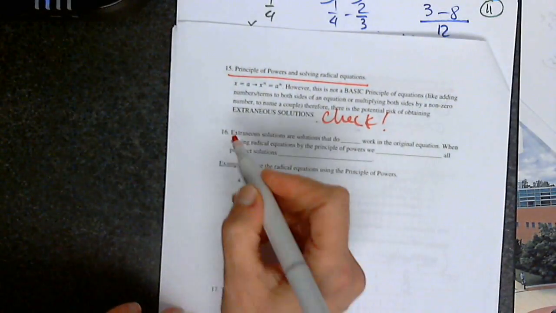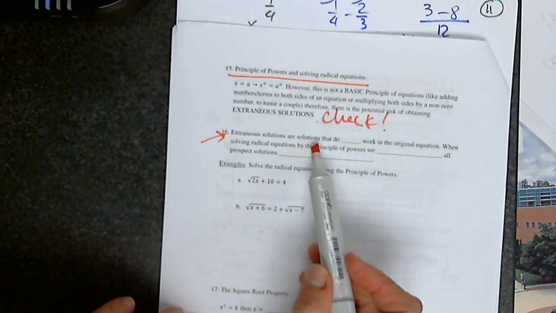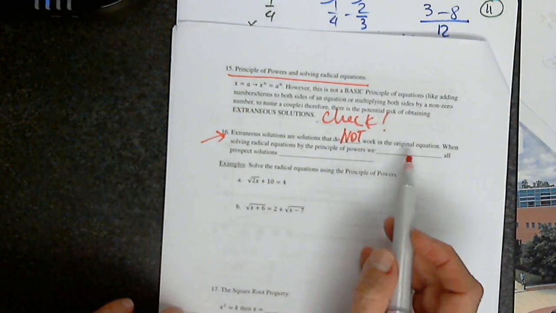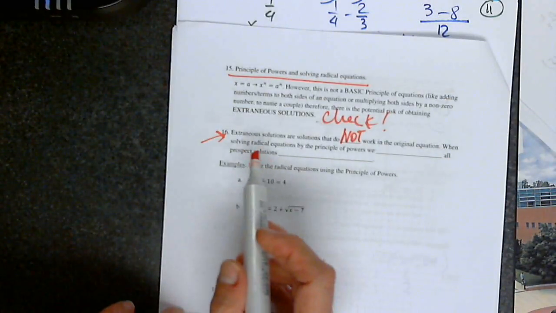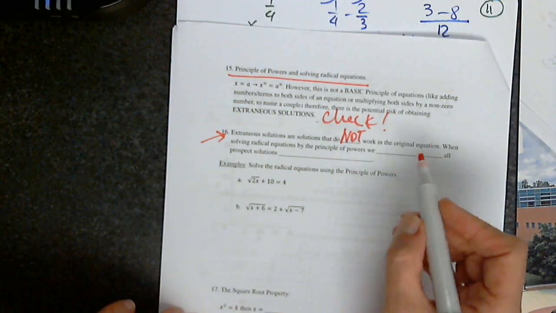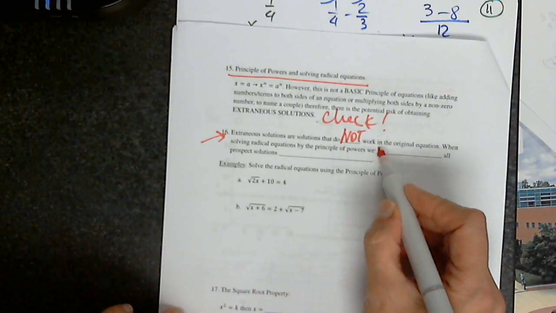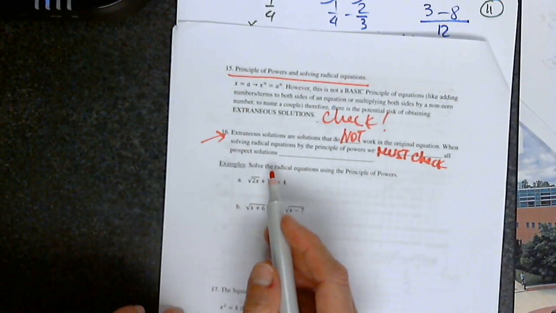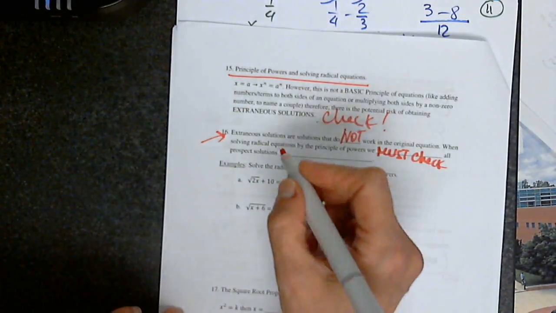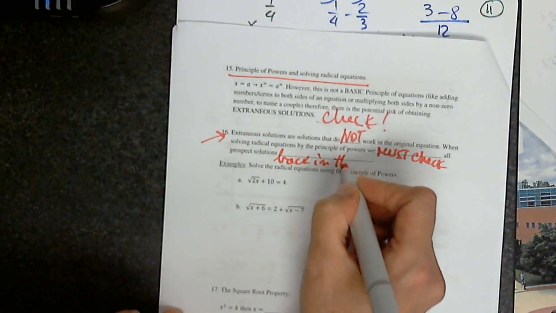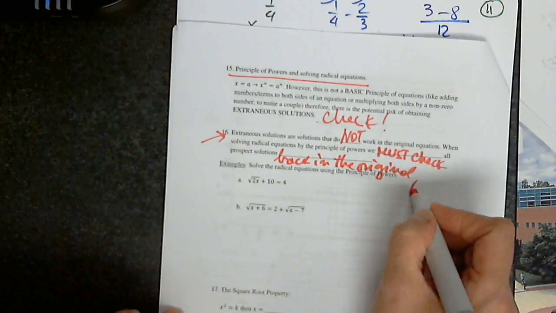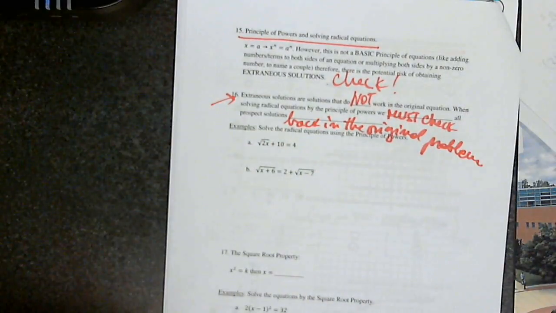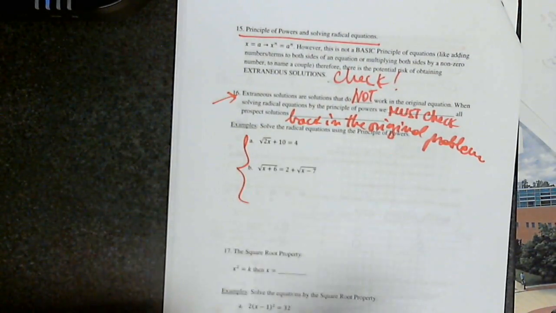Back to the original problem. So here is how I correct it. Extraneous solutions are solutions that do not work in the original equation. When solving radical equations by the principle of powers, we must check all prospect solutions where? Back in the original problem. Back in the original equation or problem. When we review, we're going to work on these.